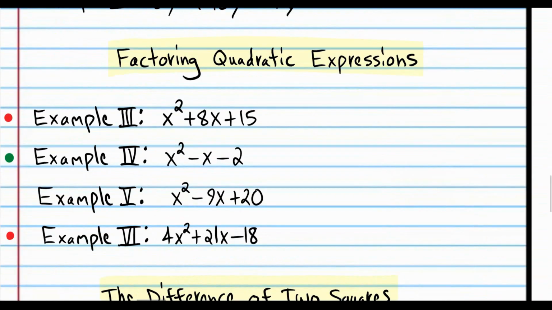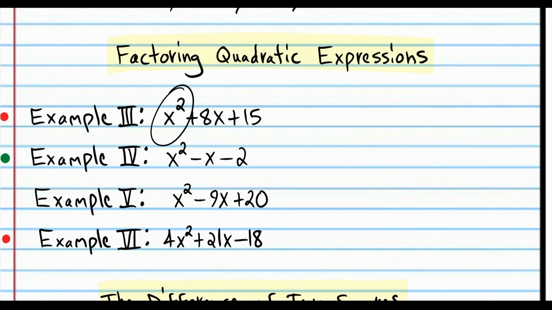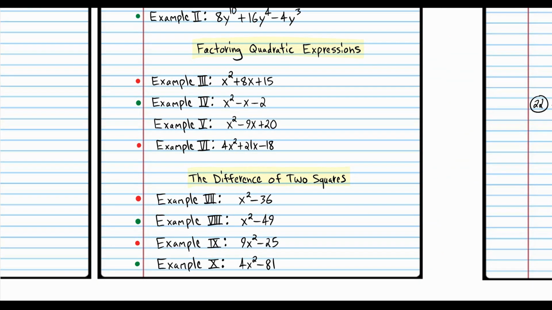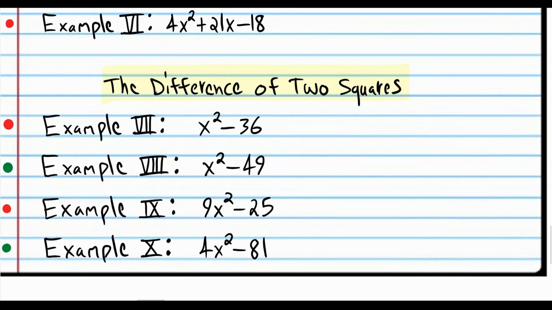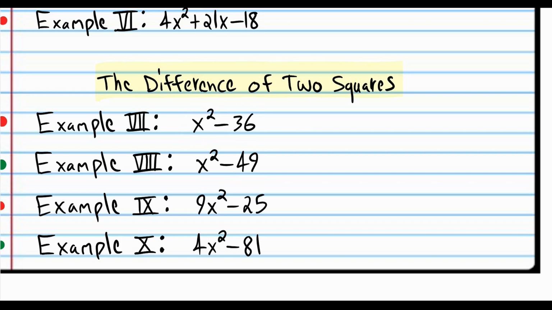That's expressions where you have a variable squared, a variable raised to the first power, and you have a number with no variable. That's a quadratic expression. And then you have the difference of two squares. You have two squares, and you're subtracting them, so we say the difference of two squares. And this is a square because 6 squared is 36. This is a square because 7 squared is 49. And this is a square, obviously, because x squared is a square.